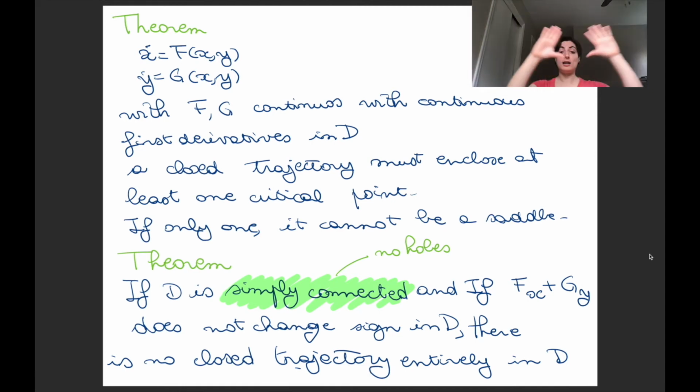On top of that, if you have a domain that is simply connected, so it doesn't have any holes, and if the derivative of f with respect to x plus the derivative of g with respect to y do not change sign in this domain, then we know that there is no closed trajectory fully inside this domain. In a certain sense, what we're computing is how things are flowing away. And what we notice is that they're always flowing in the same direction, roughly. That means that you cannot close things around because you are constantly pushed in the same direction.